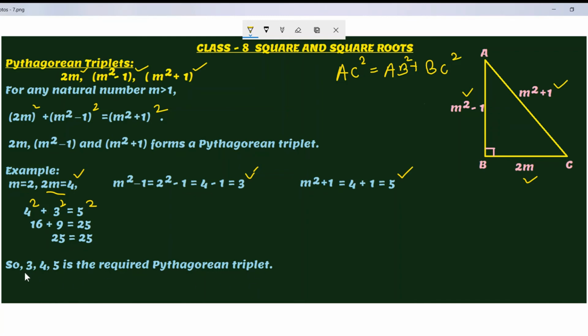These are the Pythagorean triplets. This way, if we know one number, we can find the other two numbers by using this formula. Got it?